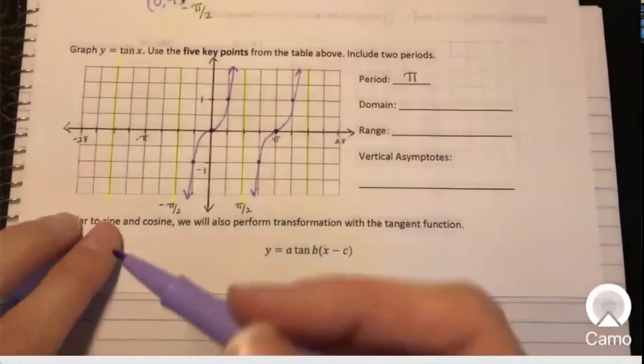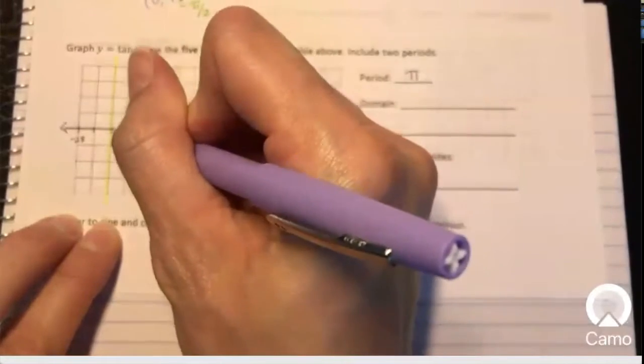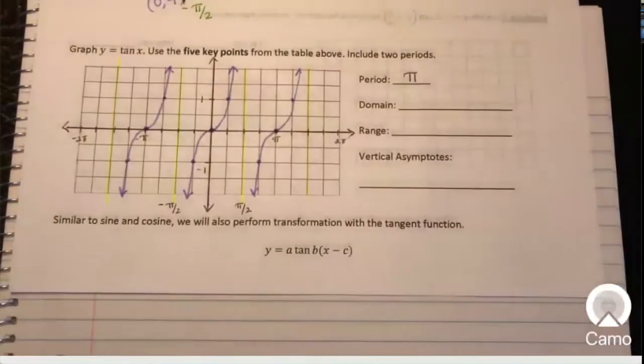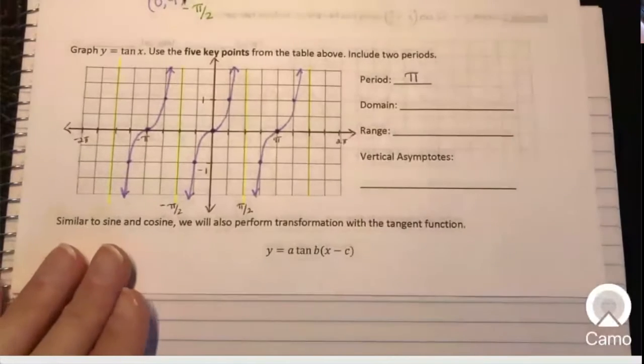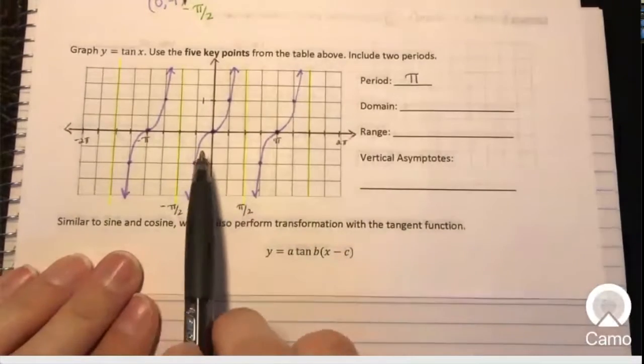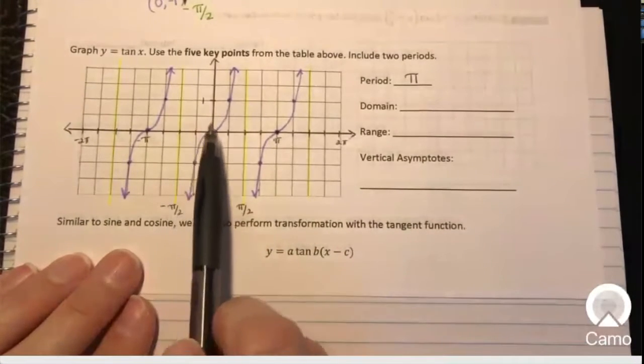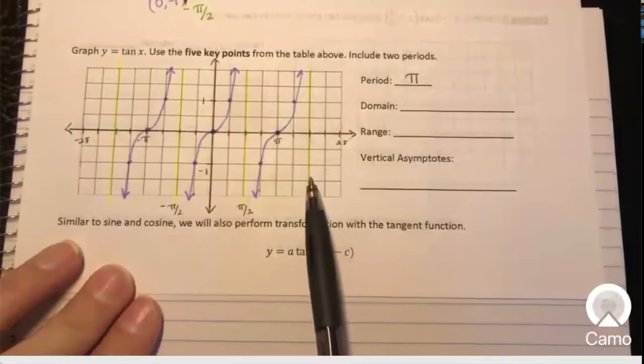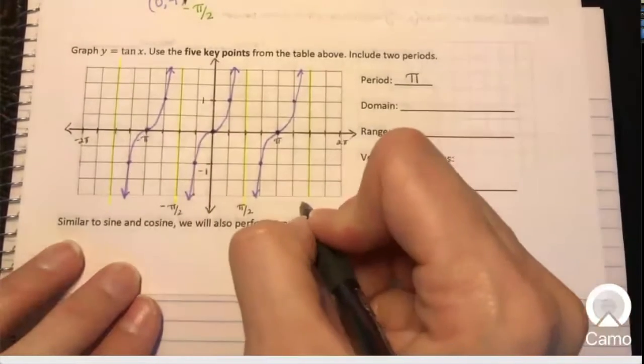And we'll do the same thing over here. Have that midpoint, up 1, negative 1. Okay, and that's what our tangent function looks like. So if we look at our domain, we know our domain is defined anywhere between these asymptotes. So it includes all values except for where these asymptotes are.